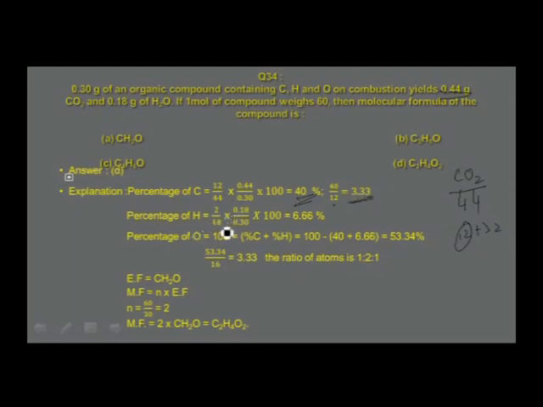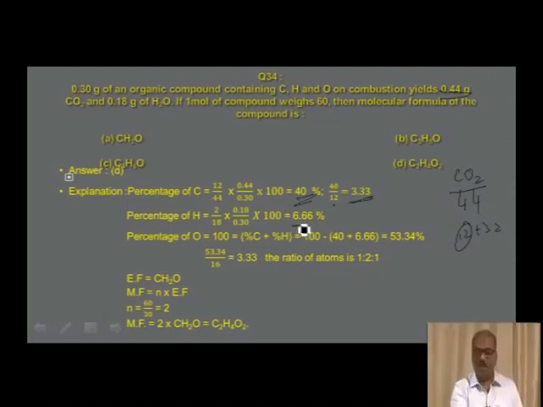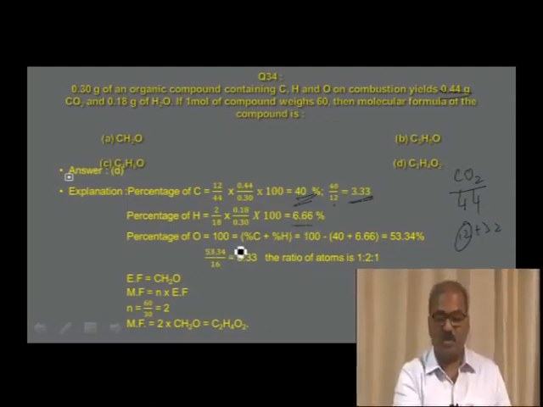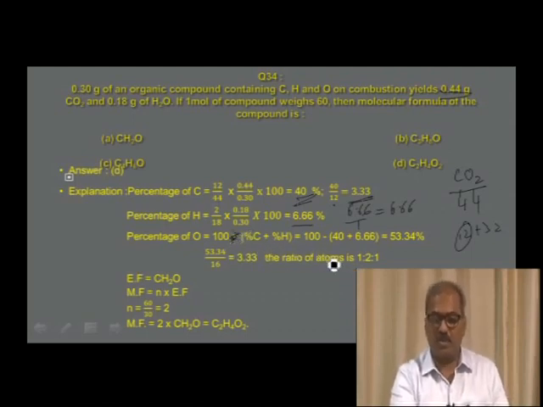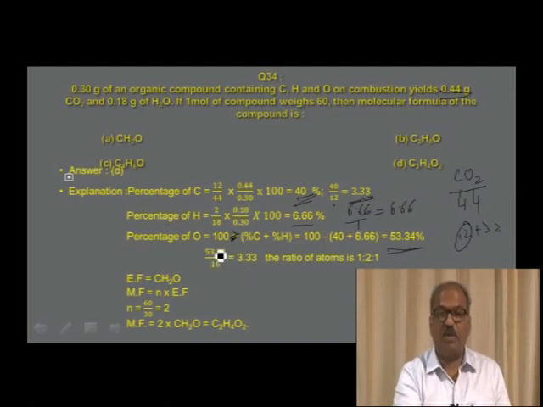Percentage of hydrogen, 2 by 18 into 0.18 into 100 by 0.3, that is equal to 6.66. That is the ratio of atoms. Percentage of oxygen, ratio of atoms you can say 6.66 divided by 1, that is equal to 6.66. And percentage of oxygen is 100 minus percentage of carbon plus percentage of hydrogen, that is equal to 100 minus 40 plus 6.66, which is equal to 53.34. So ratio of atoms is 53.34 divided by 16, which is equal to 3.33.